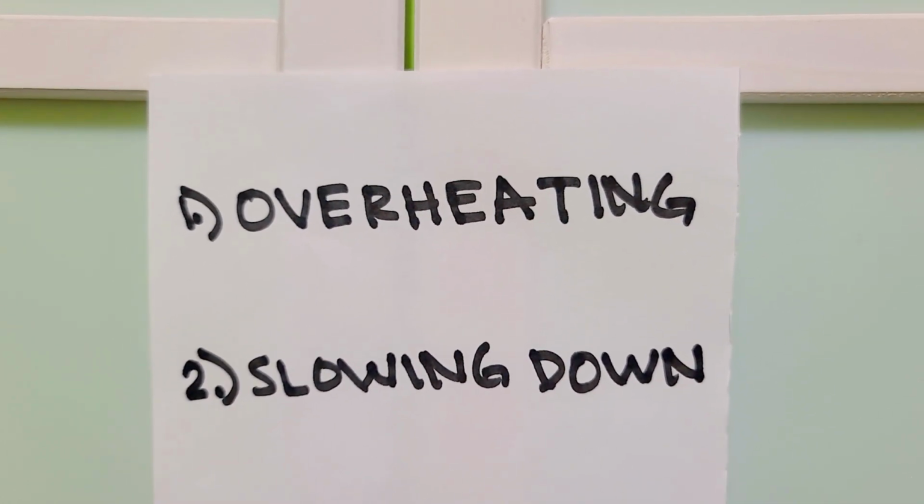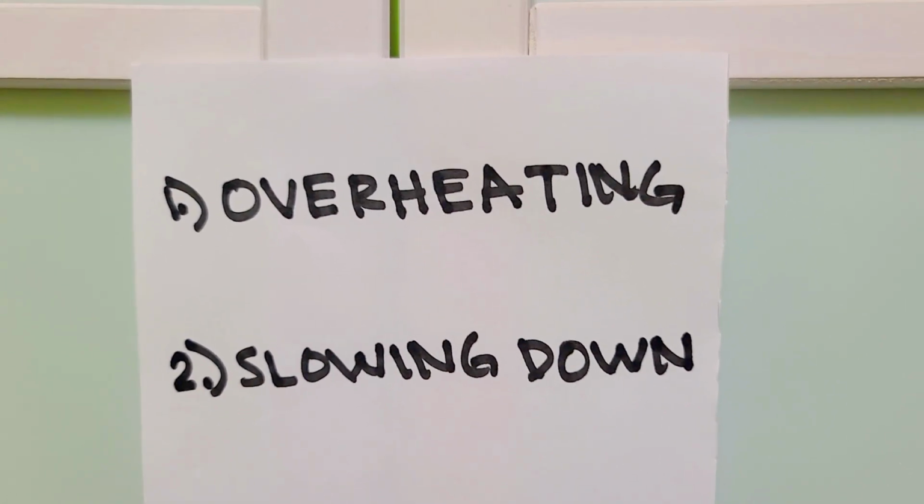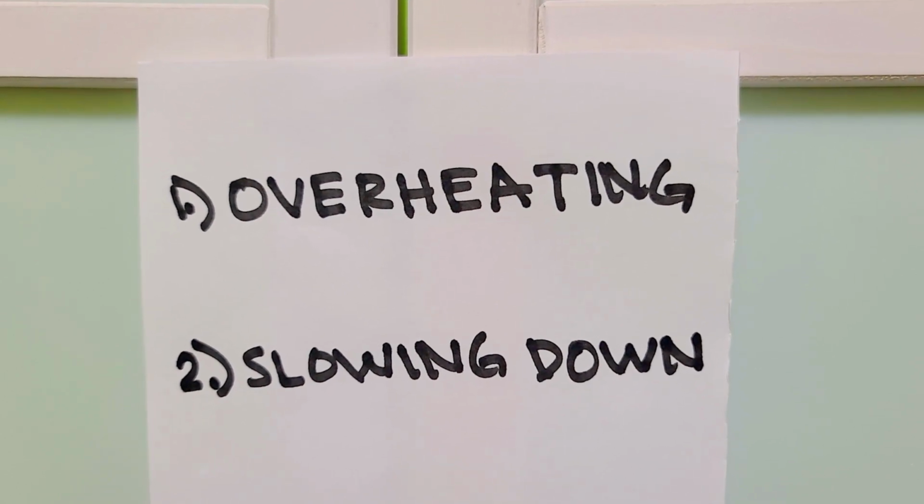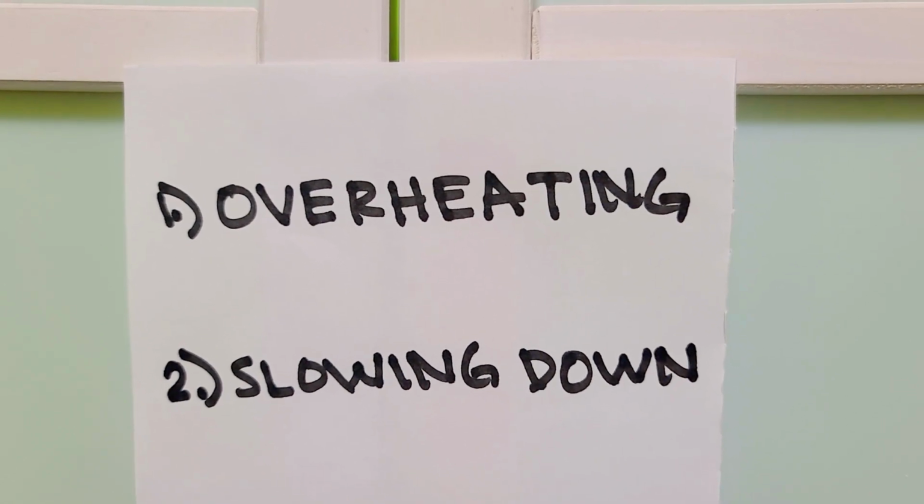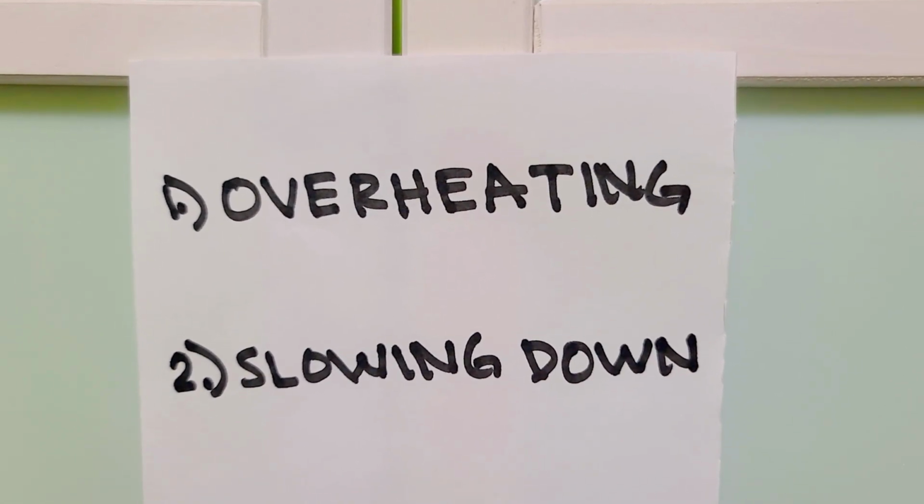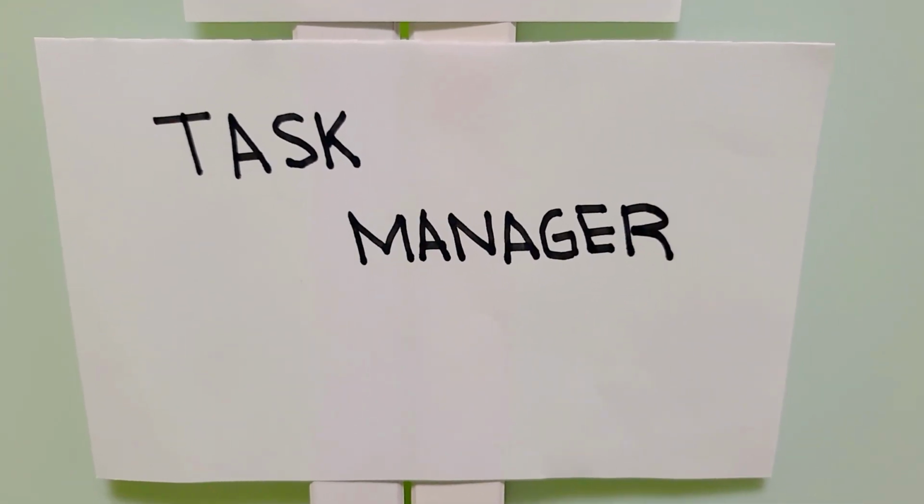So in this video, what I'm going to do is show you how you can use a tool that is available in all computers so that you can take a look at what's going on inside your computer. The tool that I'm referring to is the Task Manager. This is an app that allows you to see what's going on inside your computer, and it also allows you to manage the applications that are running in your computer.